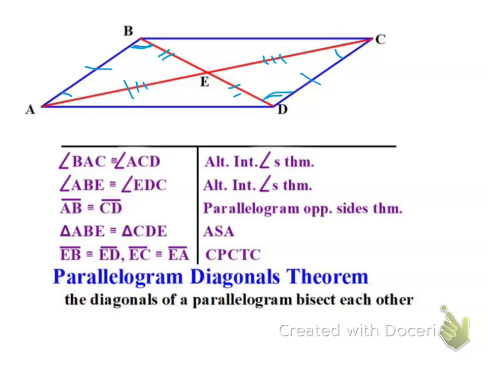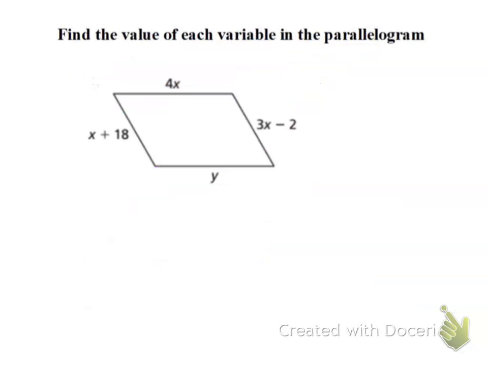All right. Okay, so let's take a look at this. Let's do a couple examples real quick here. So we're going to find the value of each variable in the parallelogram. Okay, so it gives us some expressions about the sides of the parallelogram. So what do we know about the sides of the parallelogram? Yeah, that's right. Opposite sides of a parallelogram are congruent. So we can just set this up. So we've got 4x is equal to the opposite side, which is y. And we can't solve for that, can we? Because that has two variables, and we can only solve for one variable at a time. So let's just leave that there.